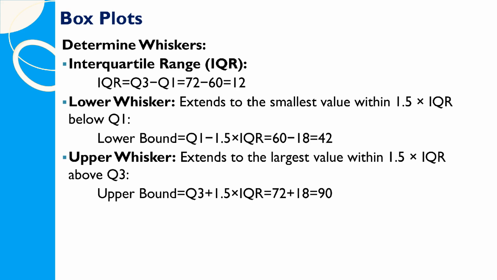To determine the whiskers for a box plot, we first calculate the interquartile range, IQR, as the difference between the third quartile, Q3, and the first quartile, Q1, which is 12. The lower whisker extends to the smallest value within 1.5 times the IQR below Q1, giving a lower bound of 42. Similarly, the upper whisker extends to the largest value within 1.5 times the IQR above Q3, resulting in an upper bound of 90.